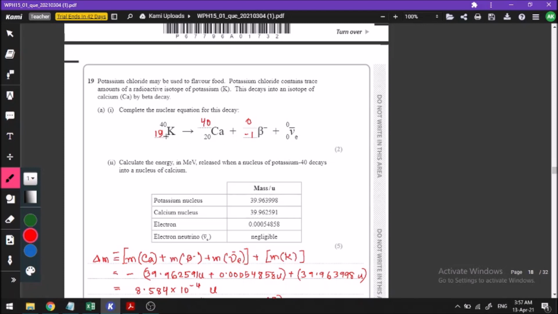You know that potassium has an atomic number of 19, so you input that first, and you also input the value of beta. So there is not much work to do in the bottom row actually. So this is how you get the answer.